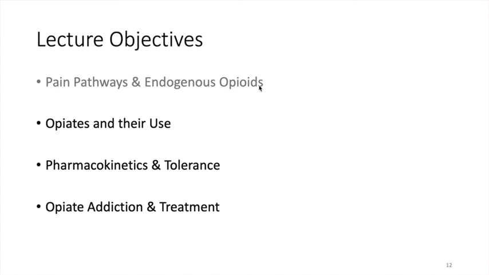So those are the pain pathways and the uses of endogenous opioids. It'll serve as a basis for what we build a lot of these other topics on. Next, we're going to talk about the different opiates, the exogenous opiates, and how they're being used.